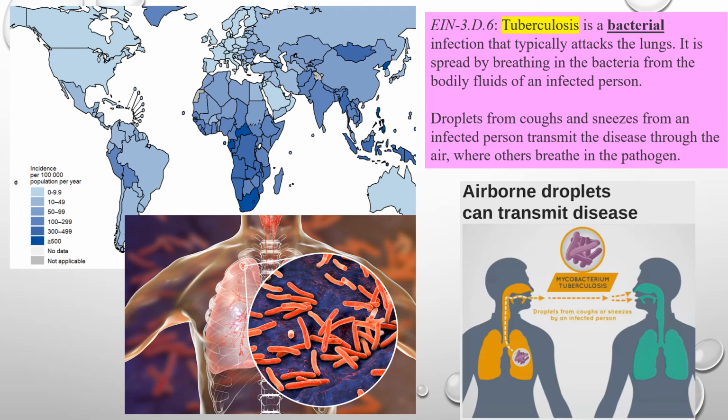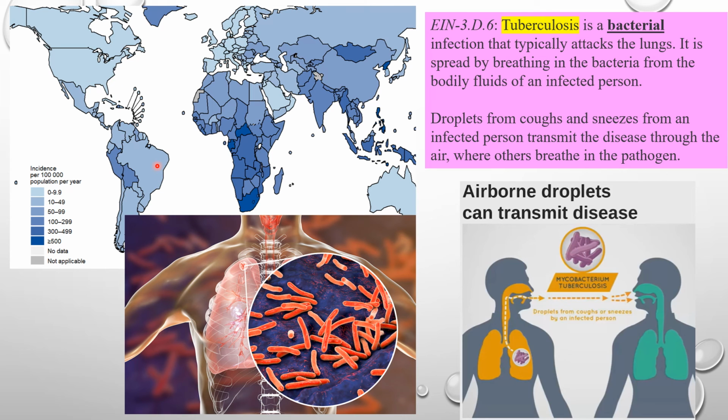Now, just like plague, tuberculosis is also a bacterial infection. You may have heard it called TB. Tuberculosis, you can actually get treated for if you catch it early enough. This is highly, highly contagious. Droplets from coughing and sneezing from an infected person spread, and easily you will get it.